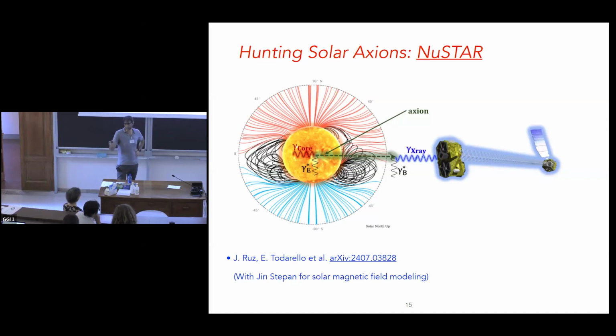X-rays don't go through the atmosphere, so you cannot detect this from Earth. You have to be in space, and you can use NuSTAR. Why NuSTAR? Well, first of all, it can look at the sun, and it did look at the sun. There is actually a recent paper from a couple of weeks ago, very recent, where this analysis was done on data that have been there for many years, a very detailed and careful analysis.